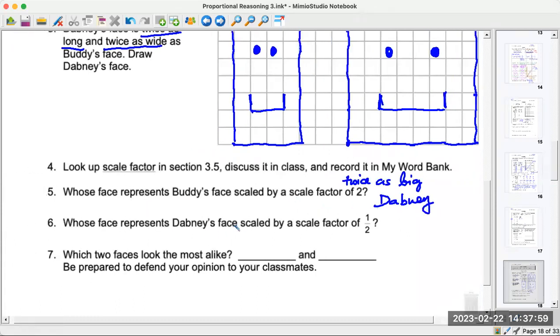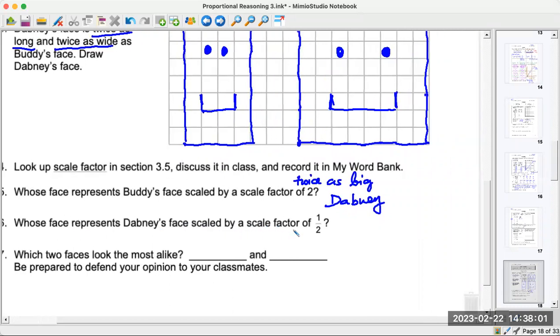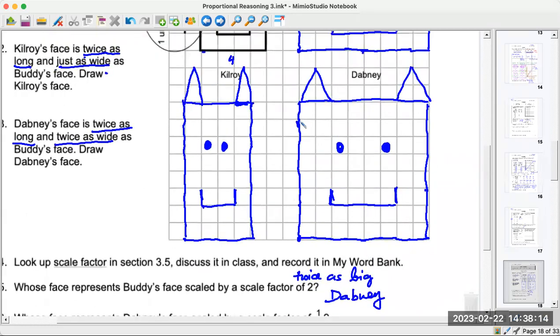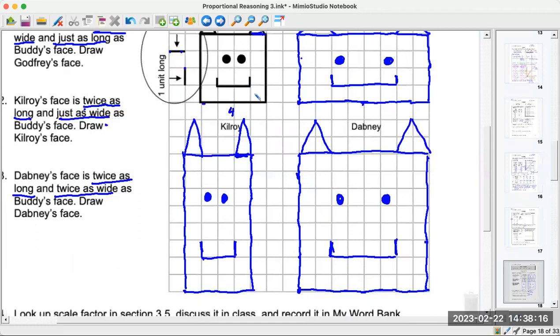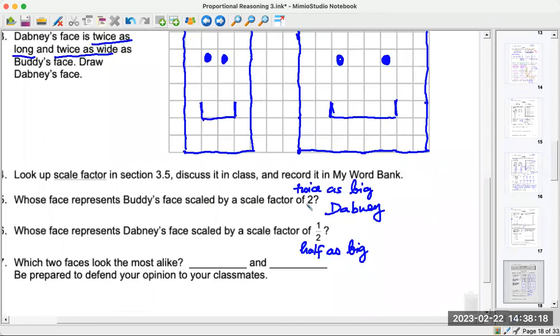Whose face represents Dabney's face scaled by a scale factor of 1/2? That's half as big. Every measure is half as big. Not just the length, not just the width, but that would be Kilroy. So my scale factor 2 means twice as big. My scale factor 1/2 means it's half as big.